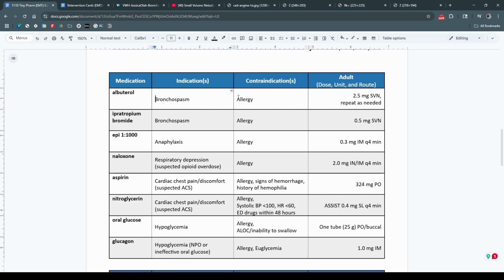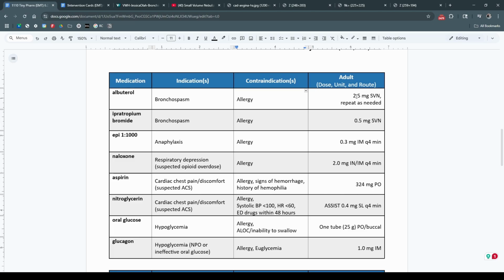Like many of our meds, or in fact, all of our meds, we're not going to administer them if the patient's allergic to them. Though I will say these are rare instances, to find patients allergic to these medications, largely because they're so, I don't know that inert is the term, but they're just largely innocuous.